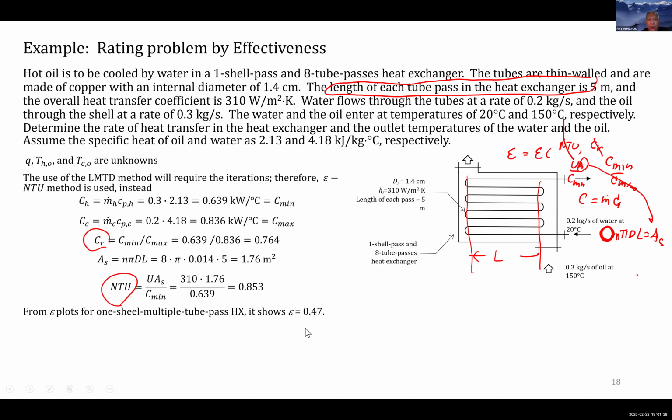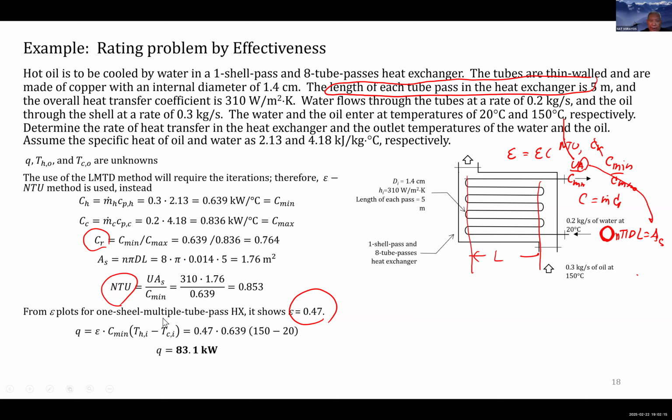So you're going to go to the plot where you have the one shell, multiple tube passes. And that plot is supposed to be used for two shell passes and multiples of two tube passes, meaning when you have four tube passes, six tube passes, or eight tube passes, you use that plot. Finding the epsilon, you will find from that plot that the epsilon is equal to 0.47.